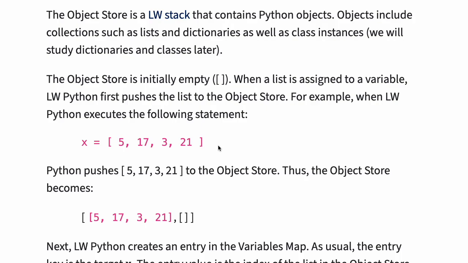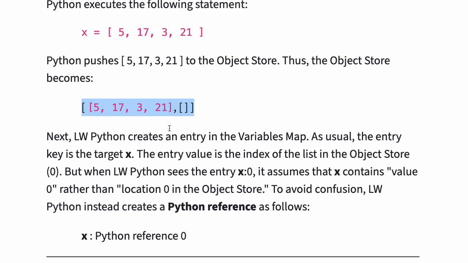For example, when LWPython executes the statement x equals list 517.321, Python pushes the list 517.321 to the object store. Thus, the object store becomes the following stack. Next, LWPython creates an entry in the variables map. As usual, the entry key is the target x. The entry value is the index of the list in the object store, which is 0.